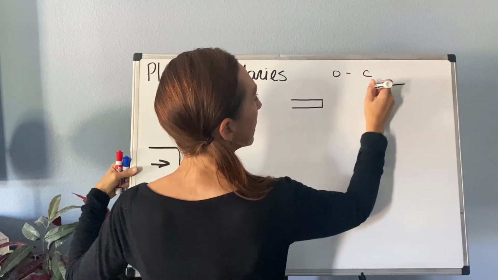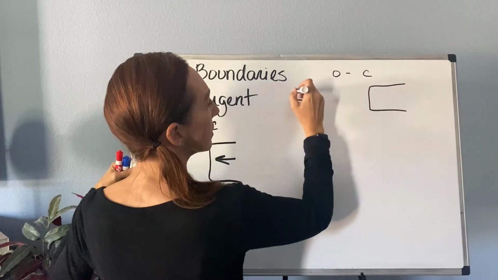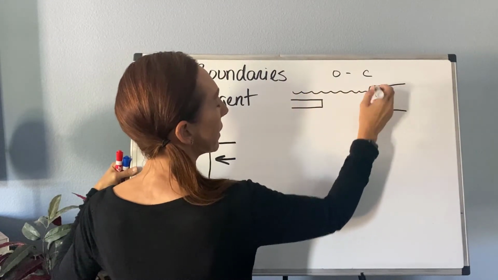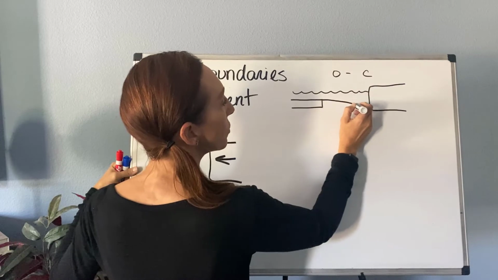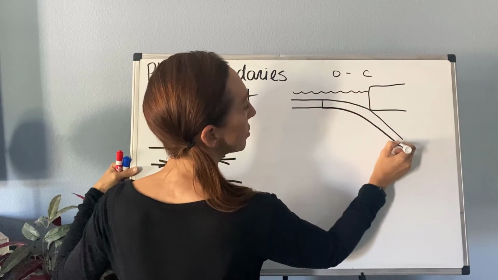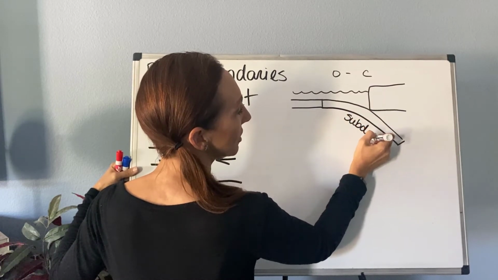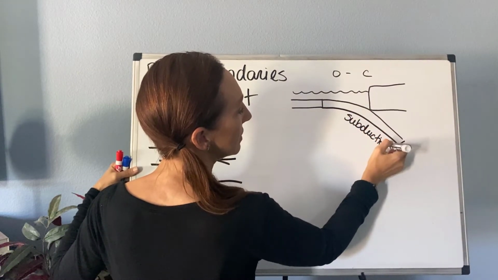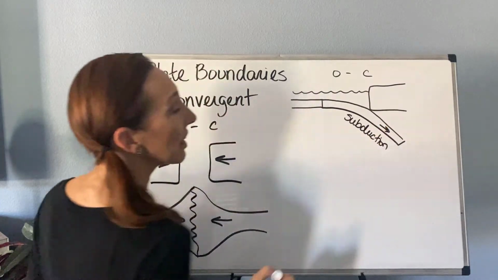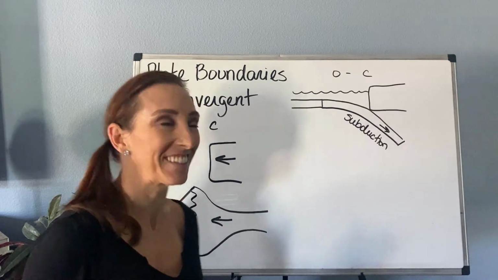So here's my thicker continental crust and here's my thinner oceanic crust. So we'll just draw a little ocean in there. What will happen is the oceanic crust will actually subduct. So this is called subduction, super important word. You'll hear it a ton in your geology classes. Okay, so it dives down underneath that less dense, kind of more buoyant continental crust.